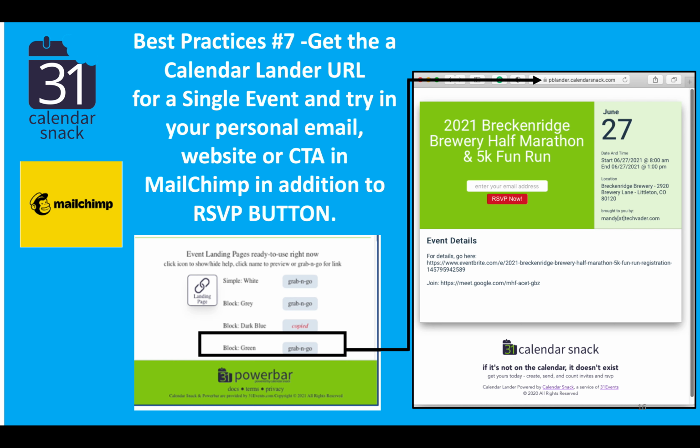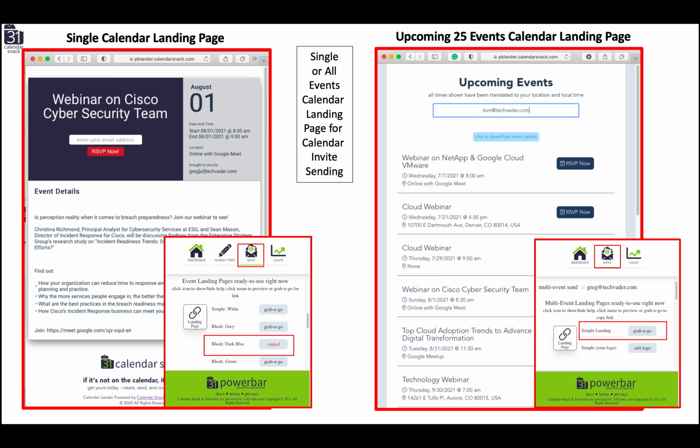So for the calendar lander URLs, quite simple. I grab the grab and go buttons there on the left for landing pages, and those are hard URLs built specifically for those events with event IDs. So you can see the concepts here: a single calendar landing page and then the upcoming event landing page. We stream your next 25 upcoming events by chronological order.